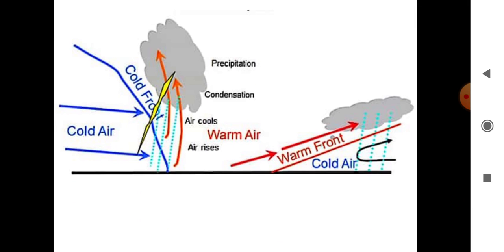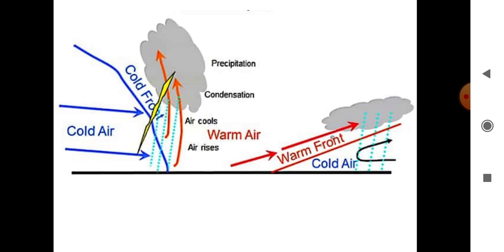Next, cyclonic rainfall. It's also known as frontal rainfall. When two contrasting air masses like cold air mass and warm air mass coming from opposite directions converge along a line, then a front is formed. The warm wind is lifted upward along this front, whereas cold air being heavier settles downward.